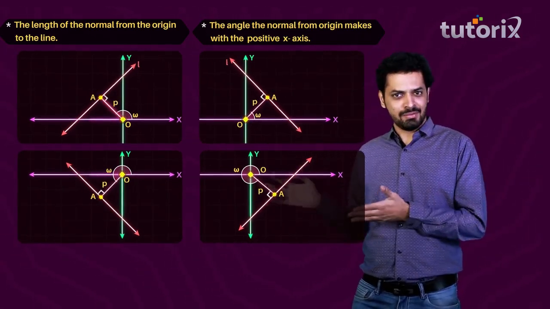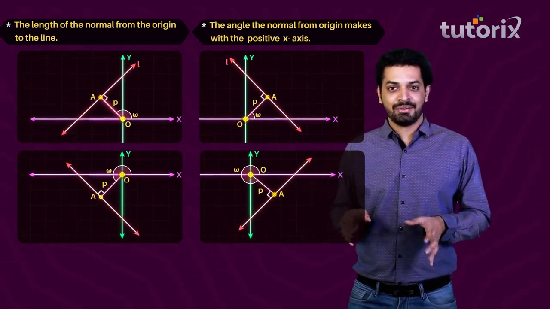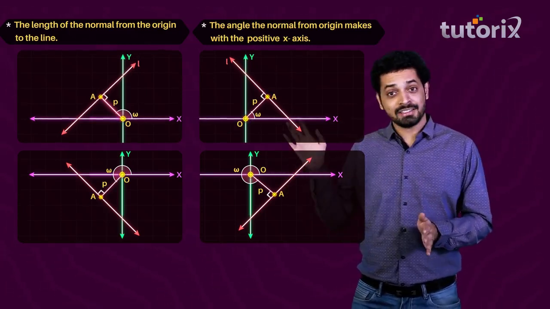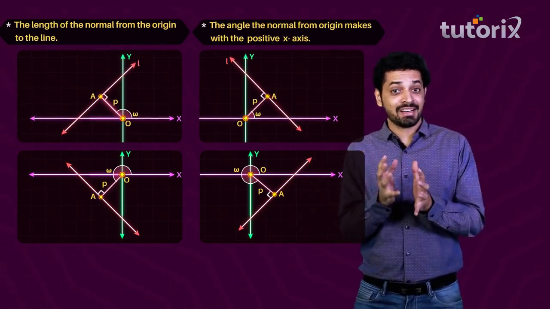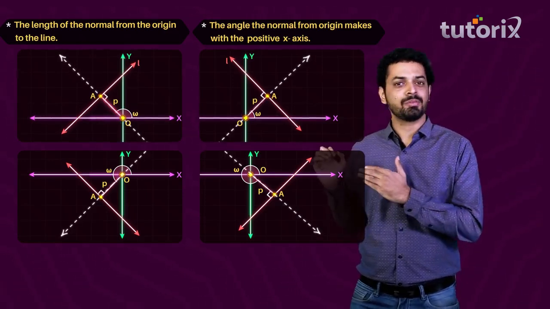Do we actually know the slope? Well, not directly, but you can actually find it. Now it is said that the line is perpendicular to the normal OA. And if you can find the slope of the normal OA, then you can find the slope of the line, right? Because perpendicular lines have slopes whose product is -1. Now what is the slope of line OA?